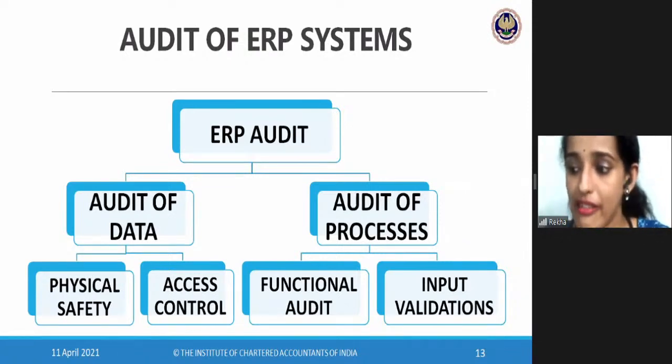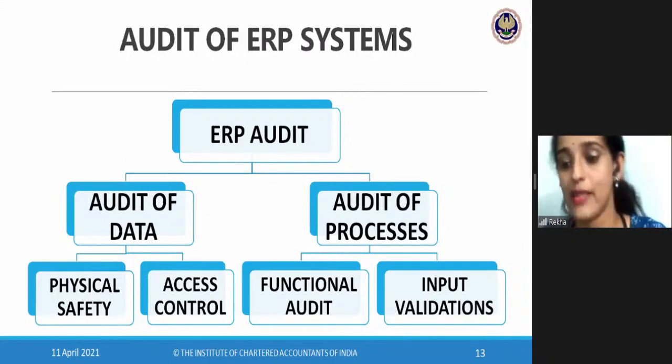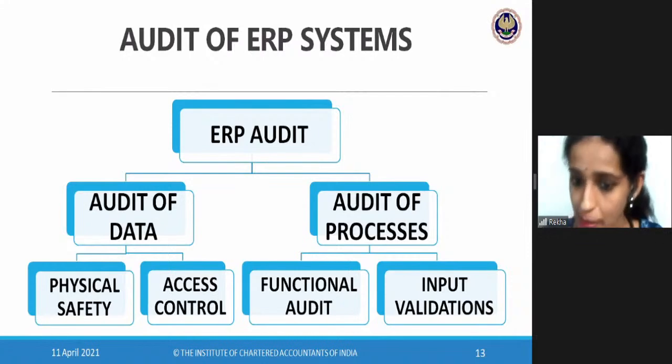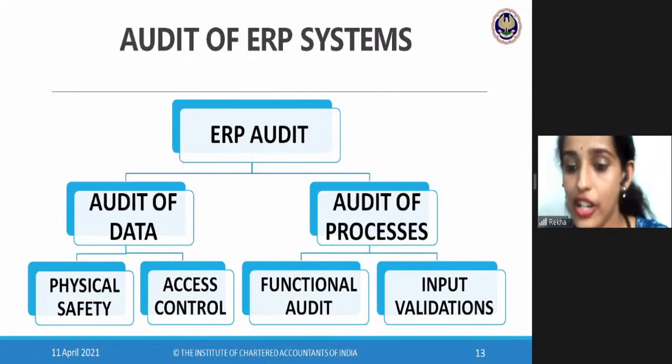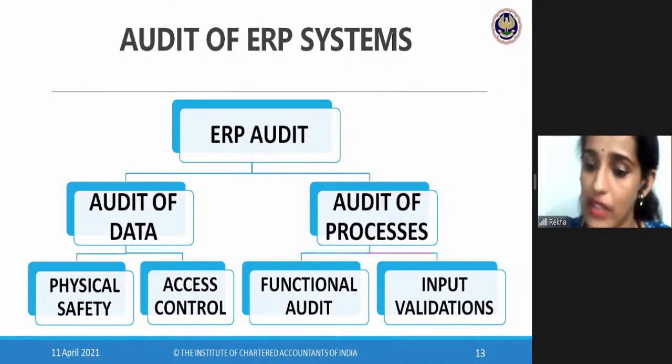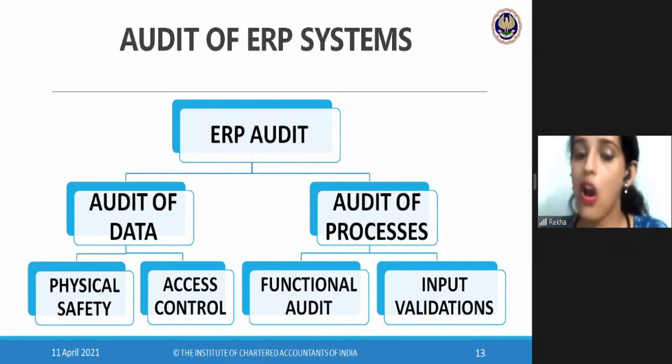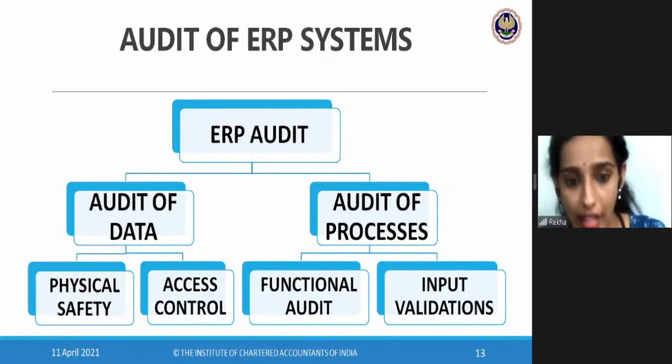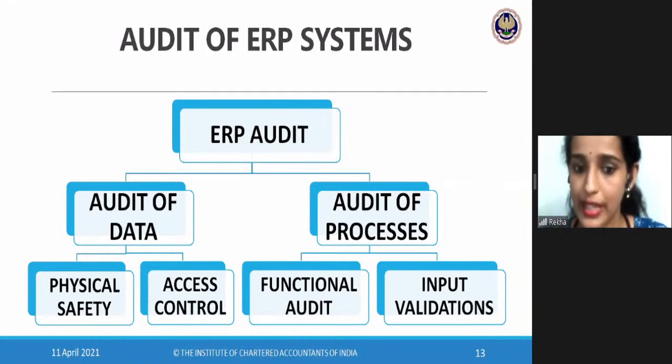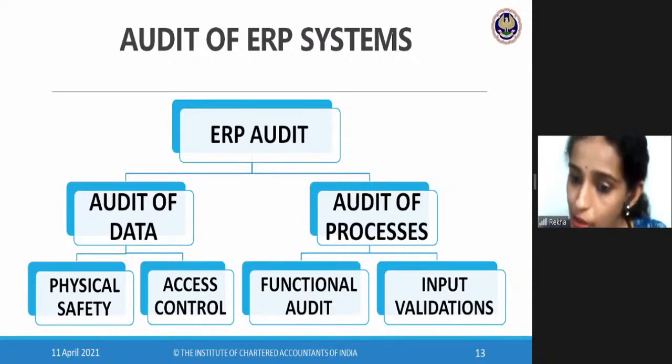So, input validations are very, very necessary because error can happen at the data level, wrong input, as well as with wrong processing. So in order to curb the wrong processing, we have the functional audit, and in order to make sure you are entering the correct data, you should have a proper input validation. Okay. So ERP audit basically checks your data and the process. Audit of data will be there, audit of process will be there. Under audit of data, you have to ensure physical safety of data, as well as how you are ensuring the physical safety of data through proper access control, through proper role-based access control. Need to know and need to use basis.